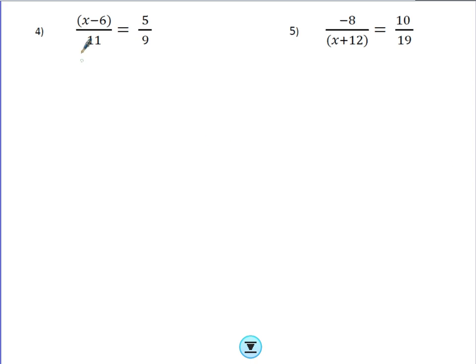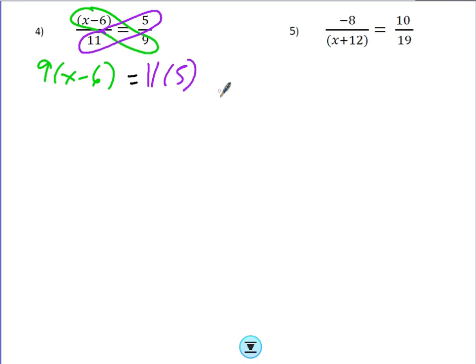All right, number 4, x minus 6 times 9, or 9 times x minus 6 equals 11 times 5. We're going to distribute here. 9 times x is 9x. 9 times negative 6 is negative 54. If you don't know that, please use your calculator.